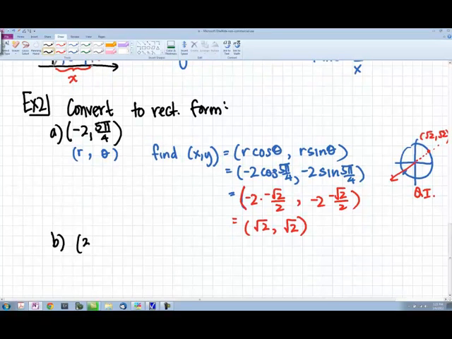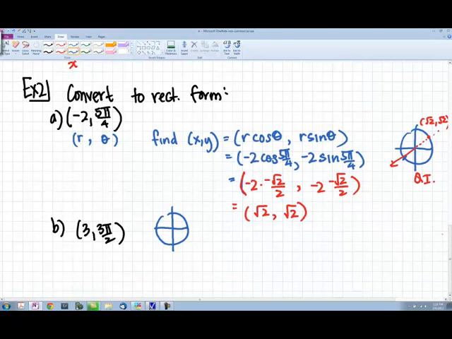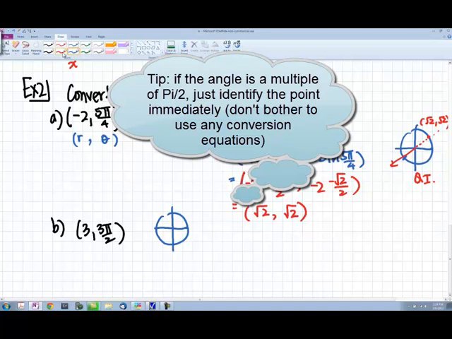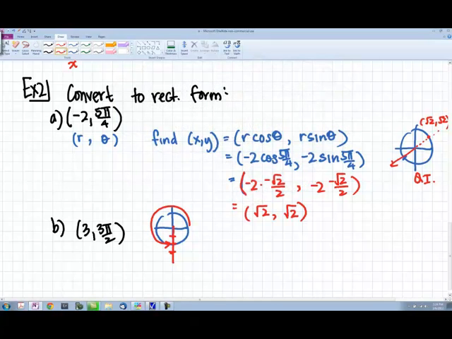How about the point -3, 3 pi over 2? In this case, 3 pi over 2 is on one of our axes. So whenever you have something like that, I really suggest you just draw the little picture and be done with it. Where is 3 pi over 2? That's over here on the bottom side of my y-axis. And you're going to count 3 spaces out. What is that point? 0, -3.